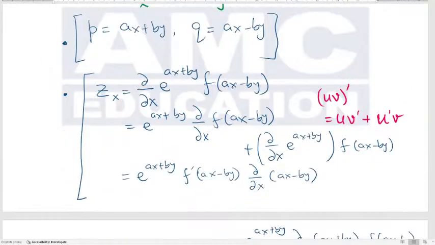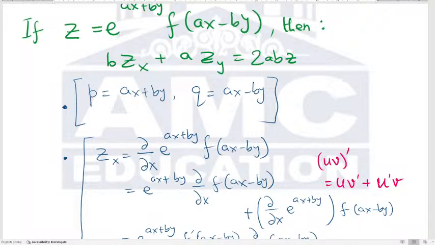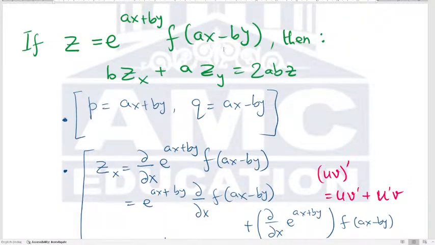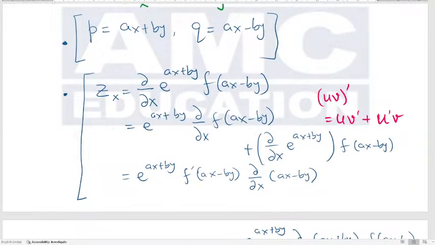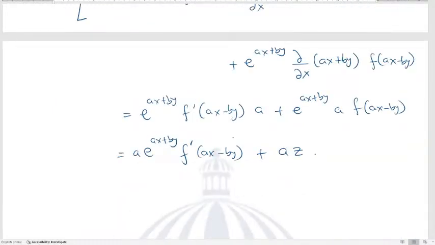And our z was e power ax plus by f of ax minus by. So we have to multiply zx by b, right? That's what we have to do. So we multiply that and keep it aside, and basically we'll find zy very similarly. And when you find zy, you'll find a minus symbol jumping around somewhere. I want you to complete this problem. First, you complete this, then you move on to the other problems.